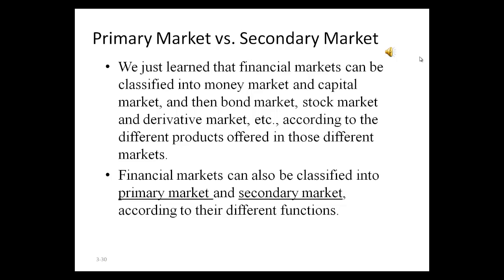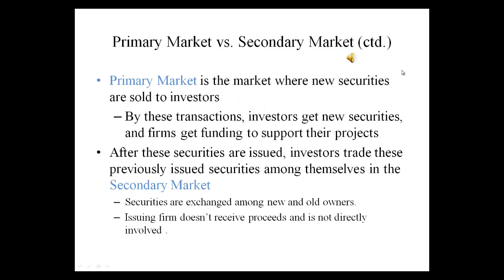Financial markets can also be classified into primary market and secondary market. That is according to the different functions in these markets. Primary market is the market where new securities are sold to investors. By these transactions, investors get new securities and firms get capital or funding to support their projects. After these securities are issued, then investors can trade these securities among themselves in the secondary markets. Securities are exchanged among new and old owners. The issuing firm doesn't receive proceeds and is not directly involved in the secondary market.